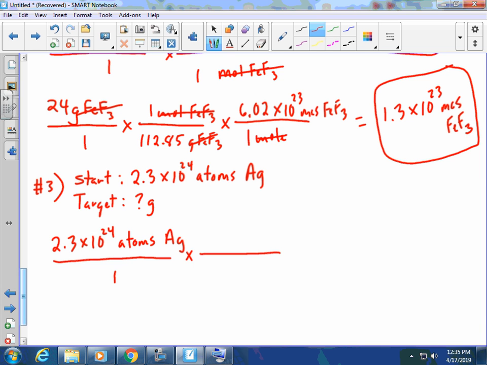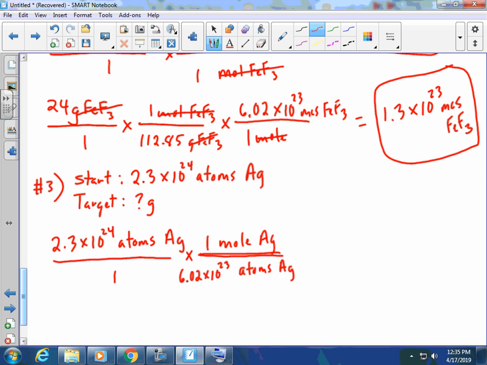Atoms on the bottom, that's right. Not only atoms, but atoms of Ag, that's right. Cool. So what is the only conversion factor we have that deals with atoms or molecules? Avogadro's number, right? It says 6.02 times 10 to the 23rd atoms per 1 mole. And in this case, we're dealing with Ag, so 1 mole of Ag.